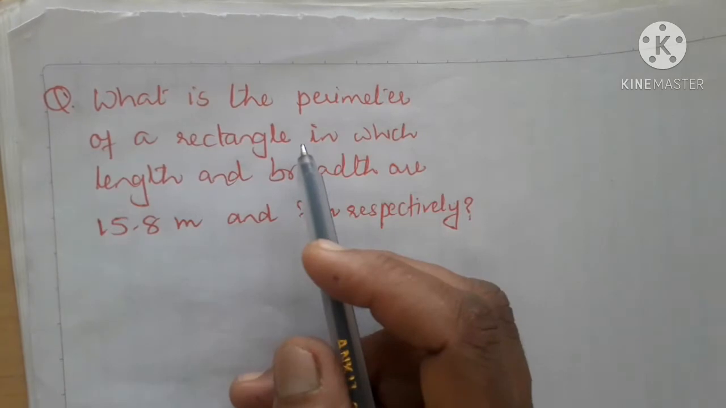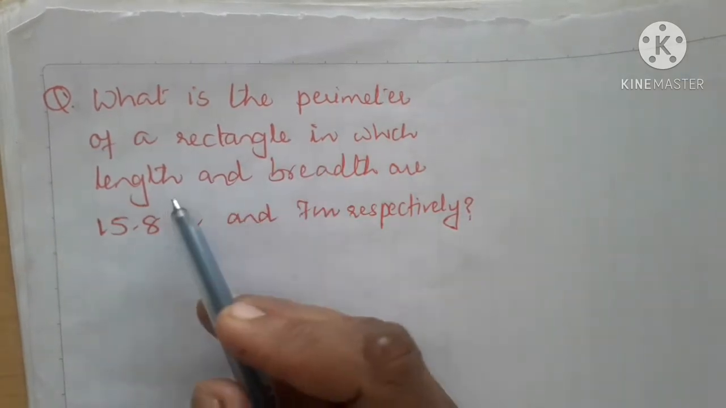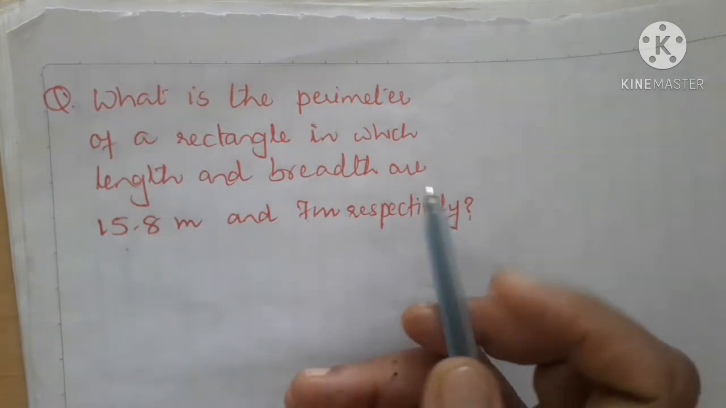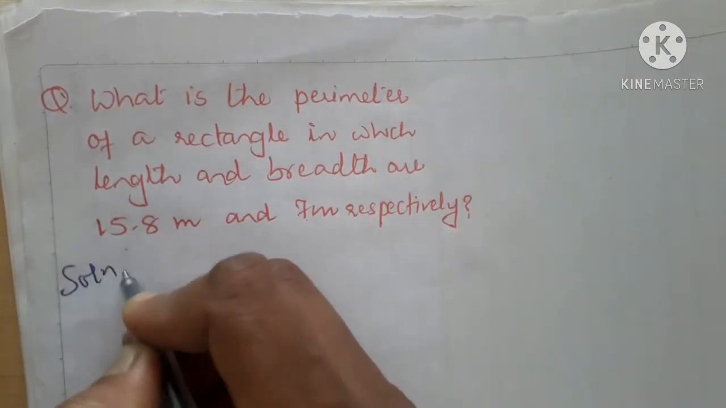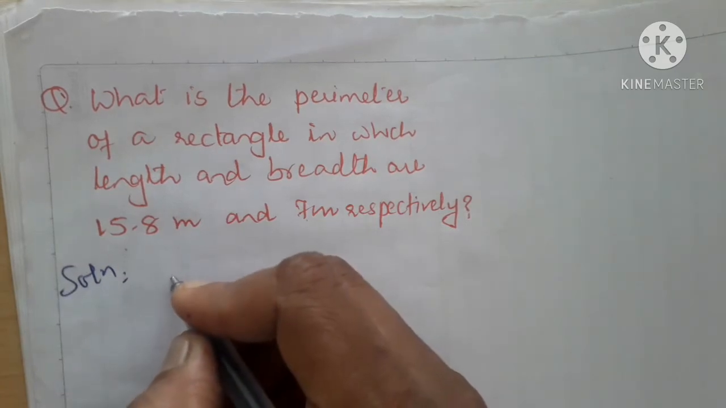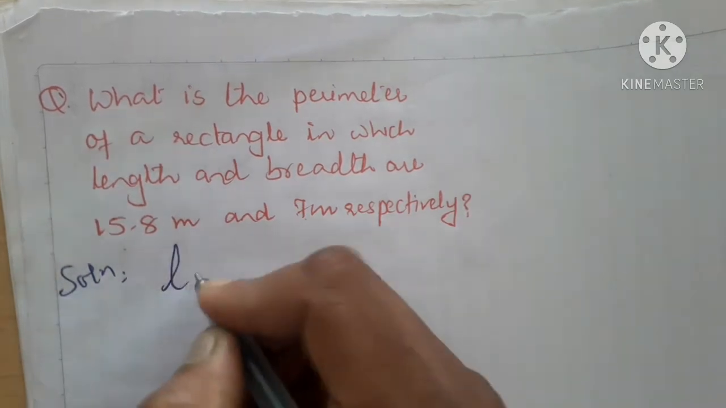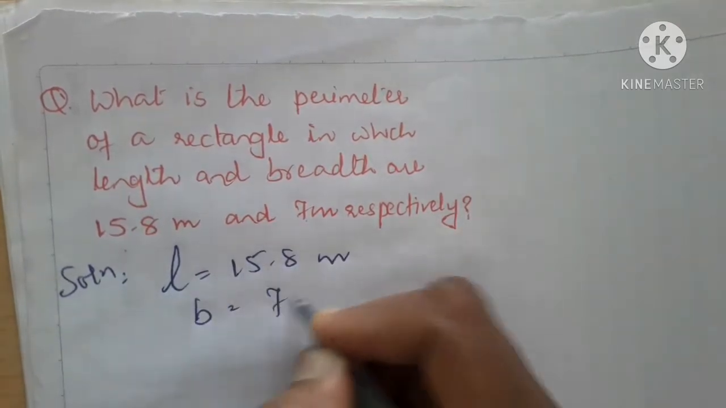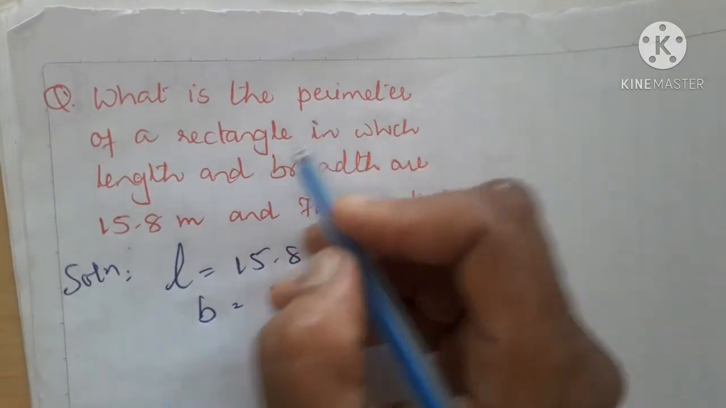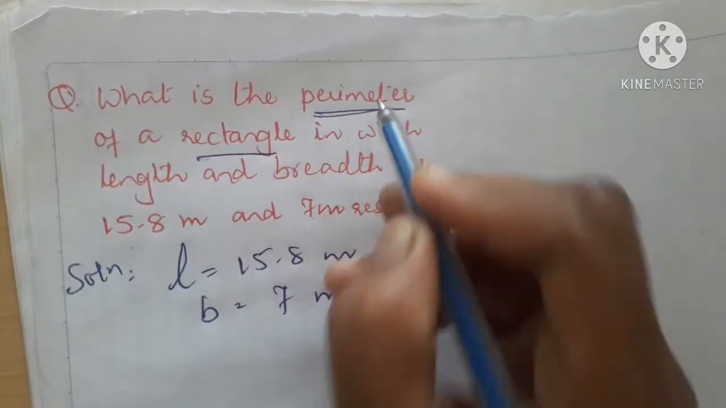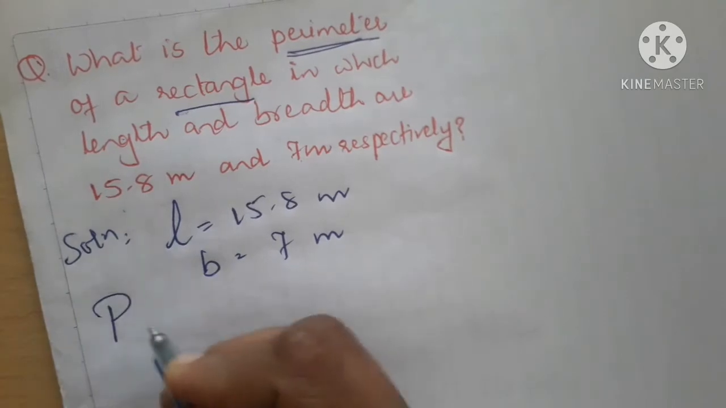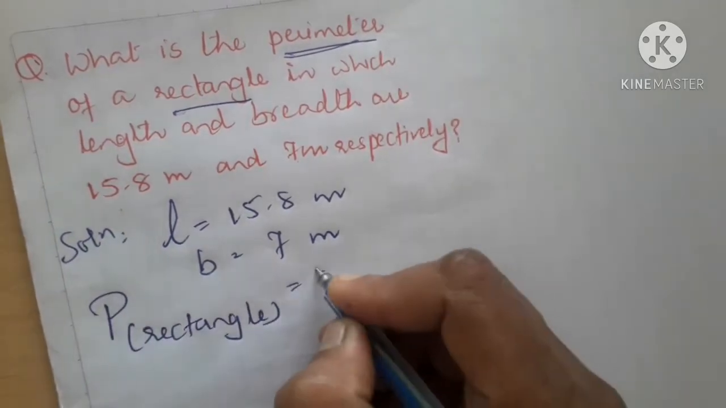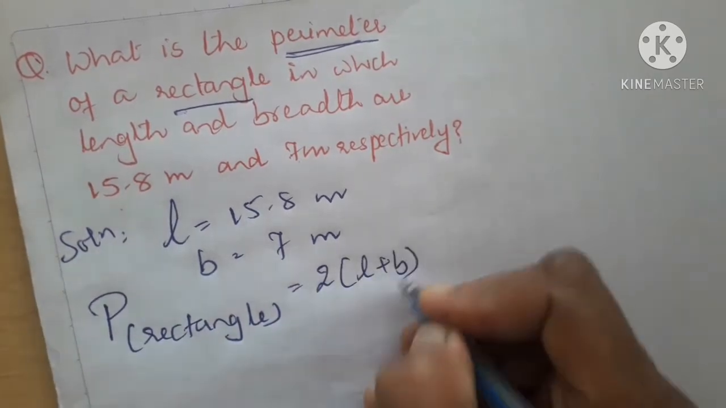Check this question now. What is the perimeter of a rectangle in which length and breadth are 15.8 meter and 7 meter respectively? What are the length and breadth given? Dimensions are given as length 15.8 meter and breadth 7 meter. And what is the shape here? Rectangle. You have to find out the perimeter. So I will write it as perimeter of a rectangle. What is the formula? 2 into (L plus B).